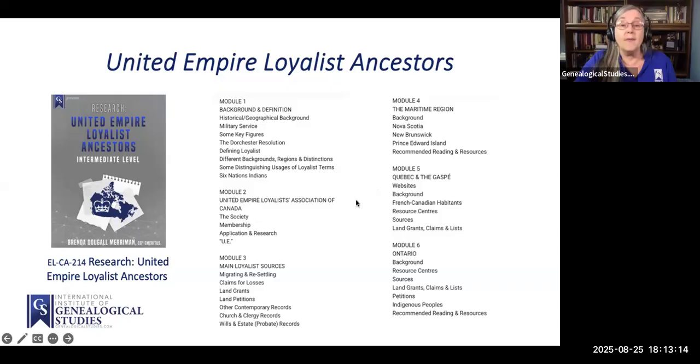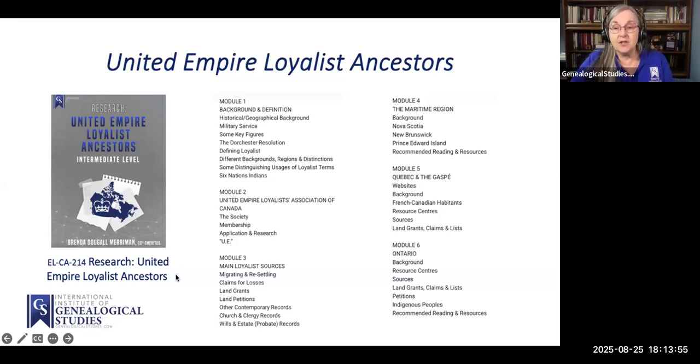Okay, and so the second module in the course covers how to apply to the United Empire Loyalists Association of Canada, which is a lineage society. We're going to look at that webpage today and how you can get a certificate if you prove your lineage back to one of the loyalists. Then the third module is on sources, where to look, migrating, where they settled, where the loyalist settlements were, land grants, petitions, lots of records, wills, church records.